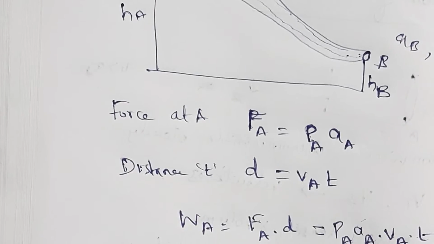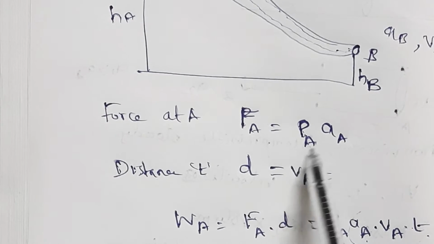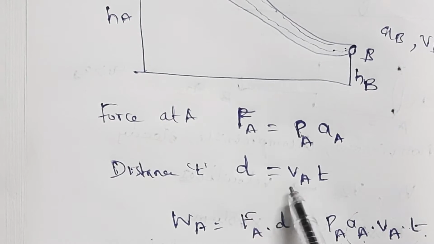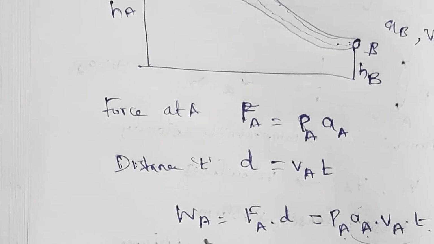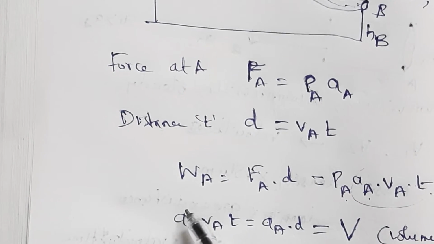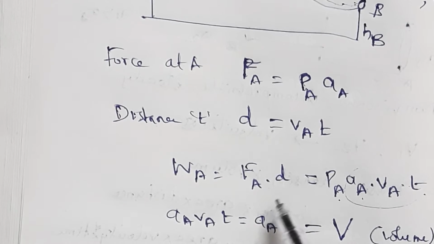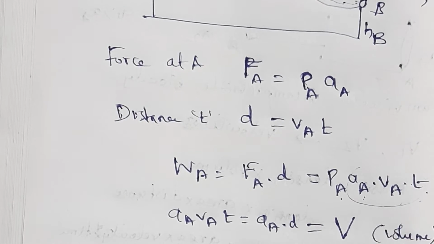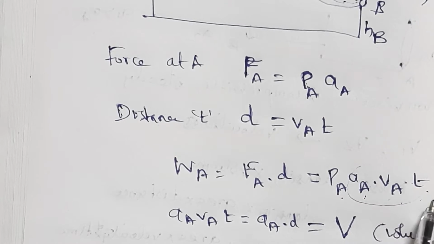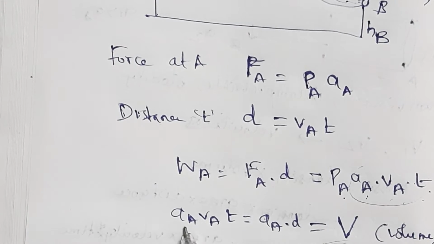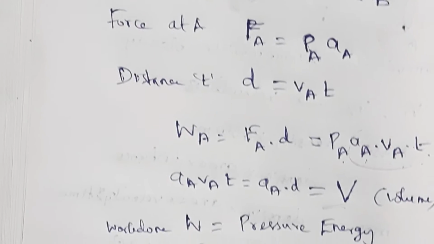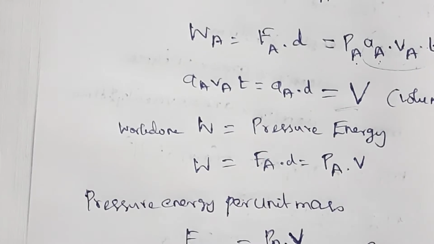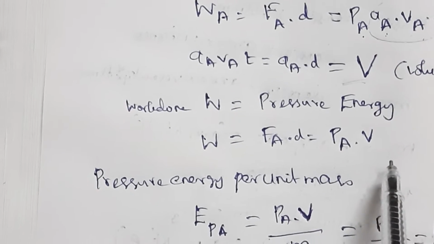Before that, force we can write as force is equal to pressure into area, and distance traveled by the fluid we can write as distance is equal to velocity into time. So pressure energy means nothing but work done. Work done is equal to force into distance. So force PA AA, distance VA into T. Now instead of AA VA T we can write capital V, because area into distance is equal to volume. Now pressure energy can be written as work done is equal to force into distance, or PA into V.